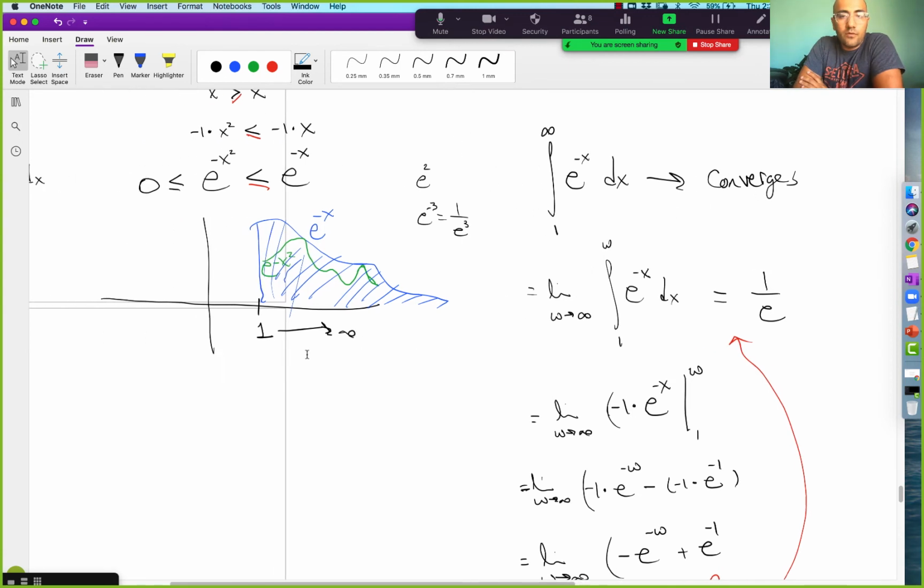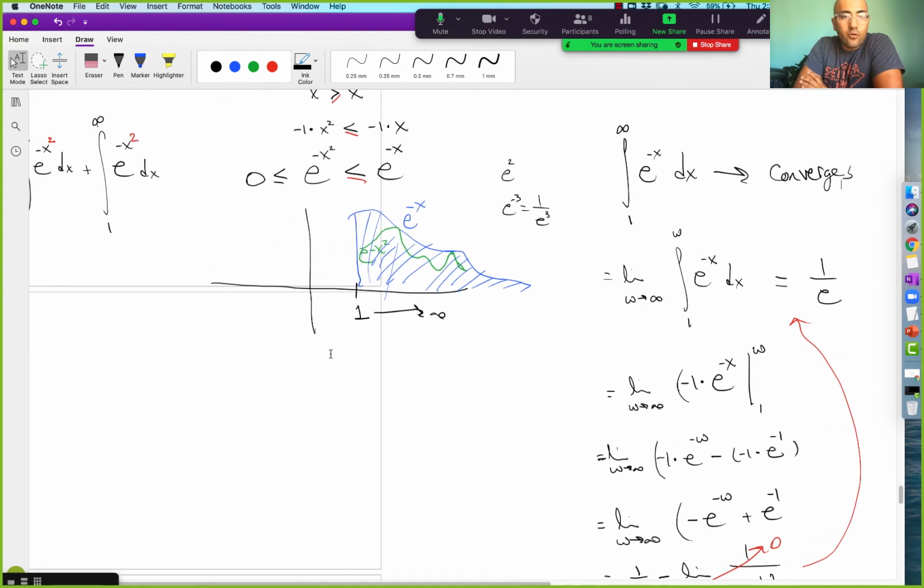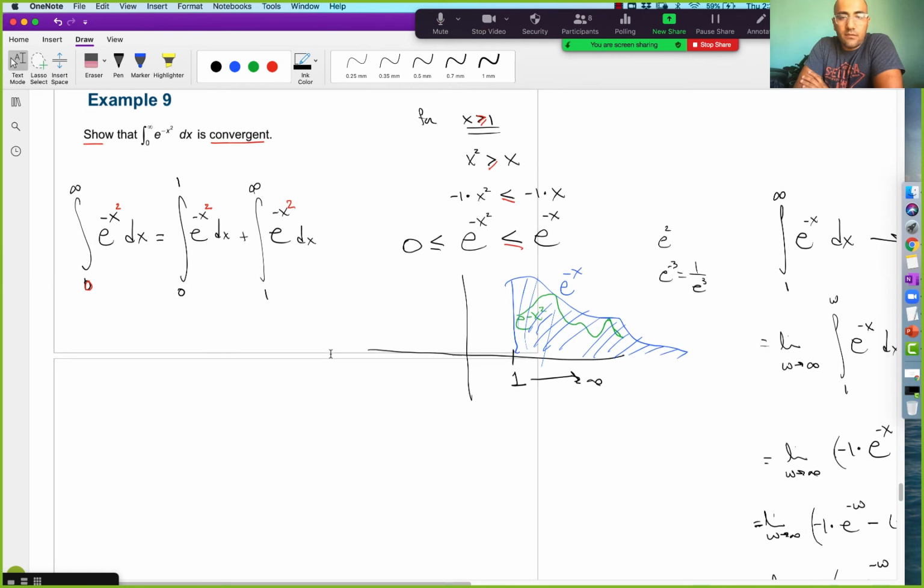Okay, so then therefore by the comparison test I can conclude that because the larger one converges, it must mean that the smaller one must also converge. So I can conclude that this converges. Good. Questions?